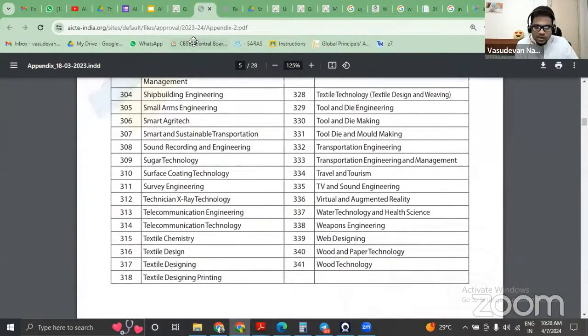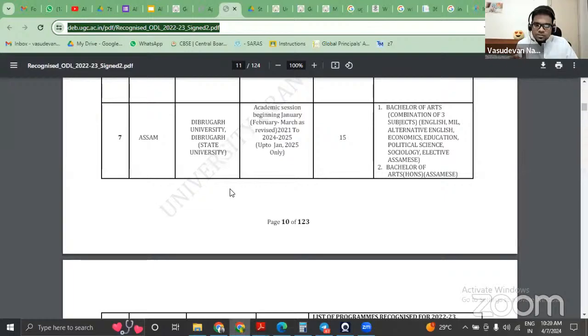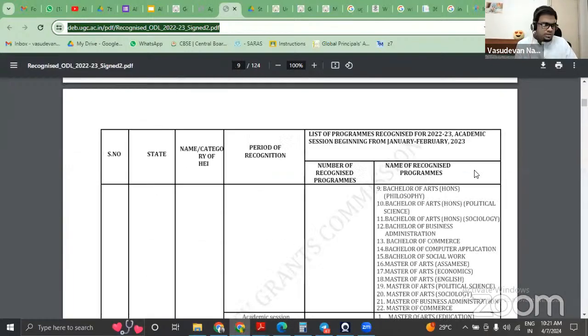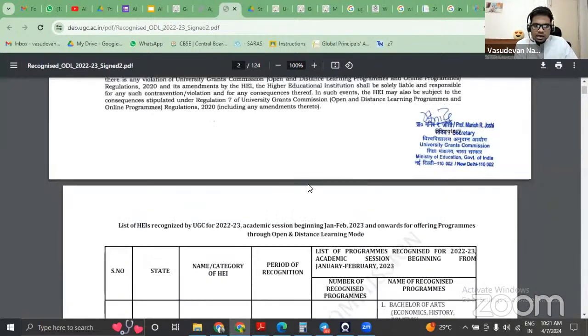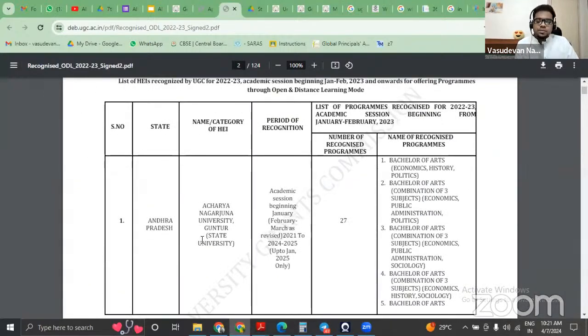Yeah, let's quickly check another document which is for UGC. Now this is University Grants Commission. It is again taken from the same website, and this is Distance Education Bureau. So basically, in Andhra Pradesh, Acharya Nagarjuna University, Guntur, they have got the recognition period from 2021 to 24, up to Jan 2025 only. After that, they have to renew their affiliation, right?